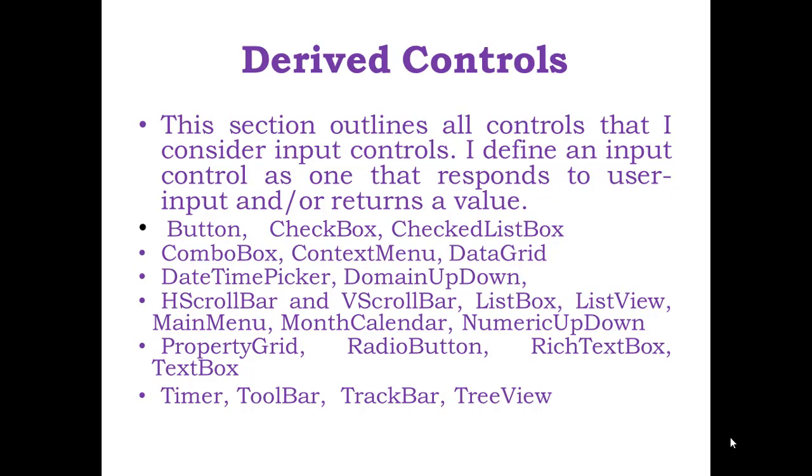Derived controls. This section outlines all controls that I consider input controls. I define these input controls as ones that respond to user input and/or return a value. So button, checkbox, checked list box, combo box, context menu, data grid, datetime picker, domain up down, H scroll bar and V scroll bar, list box, list view, main menu, month calendar, numeric up down, property grid, radio button, rich text box, timer, toolbar, trackbar, preview. All these controls' methods and properties, all the members, are listed in table format. In detail, we are explaining this in your tutorial materials of your chapter selection part.